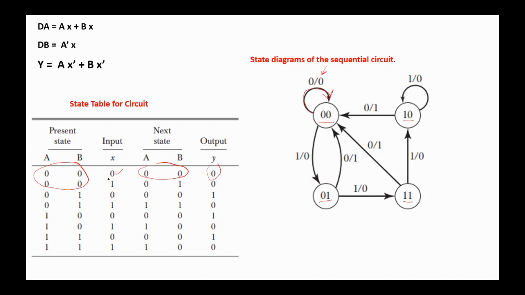On state 0,0, if the input x is 1, then the next state is 0,1, and the output is 0. On state 0,1, if x is 0, then the next state is 0,0 and the output is 1. However, if the input is 1, then the next state is 1,1 and the output is 0. I think it's easy for you to continue and derive the complete state diagram for the given sequential circuit.